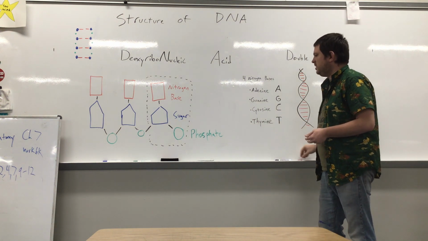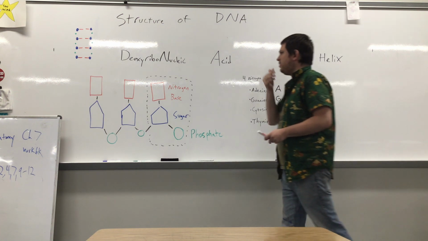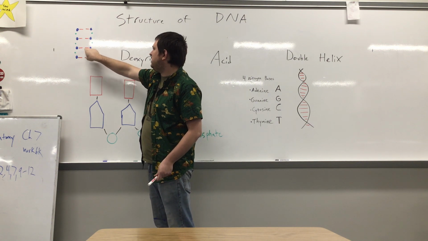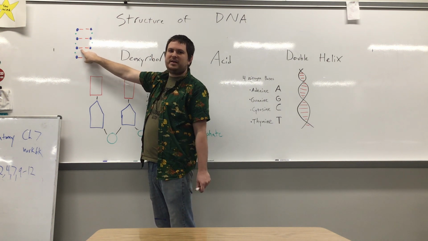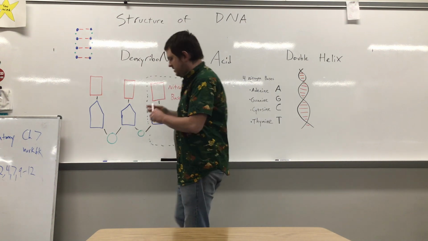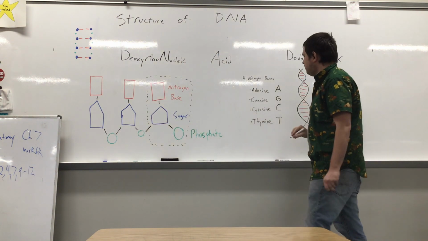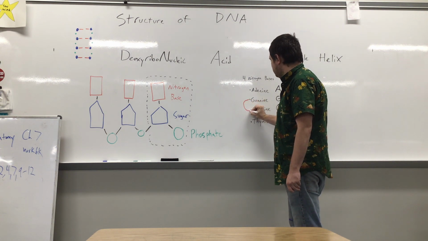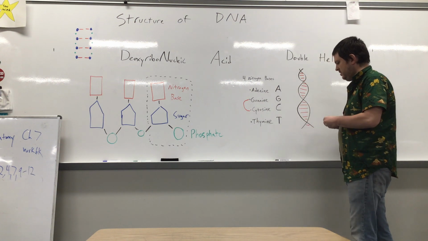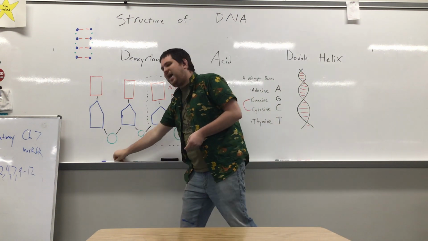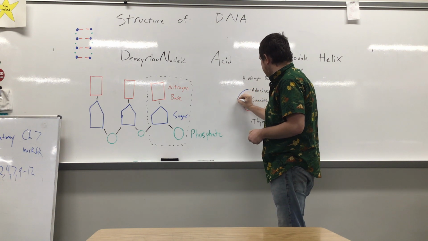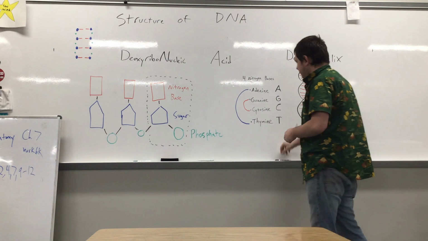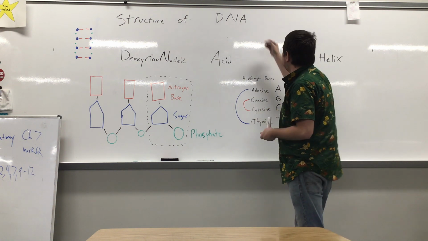Now, these bases also match up in specific ways. Here you see the two bases joined together from each side. Depending on what one side is, determines what the other side is. They only match up in specific ways. For example, guanine will only match to cytosine. And adenine will only match to thymine.